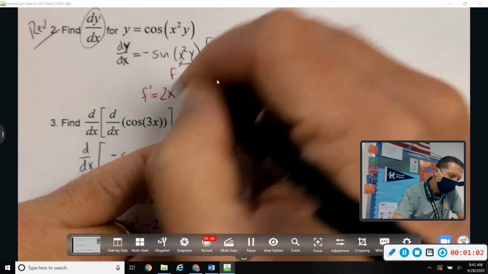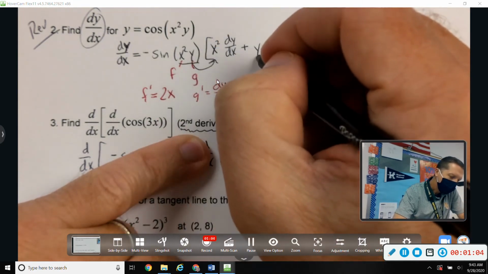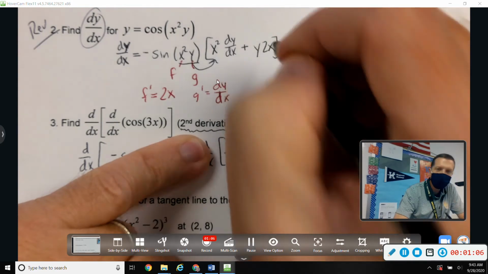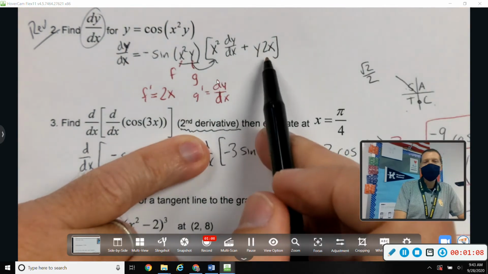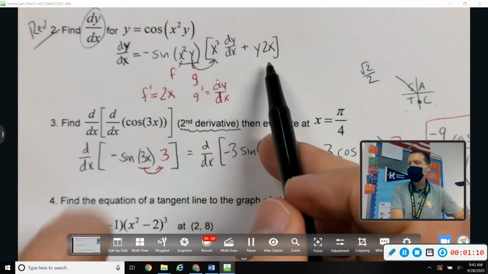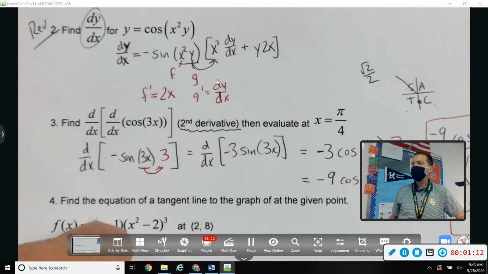So product rule is first times derivative of the second plus vice versa, second times derivative of the first. And yeah, that looks out of order, and so some people will kind of rewrite it on the fly to put it in a better spot.